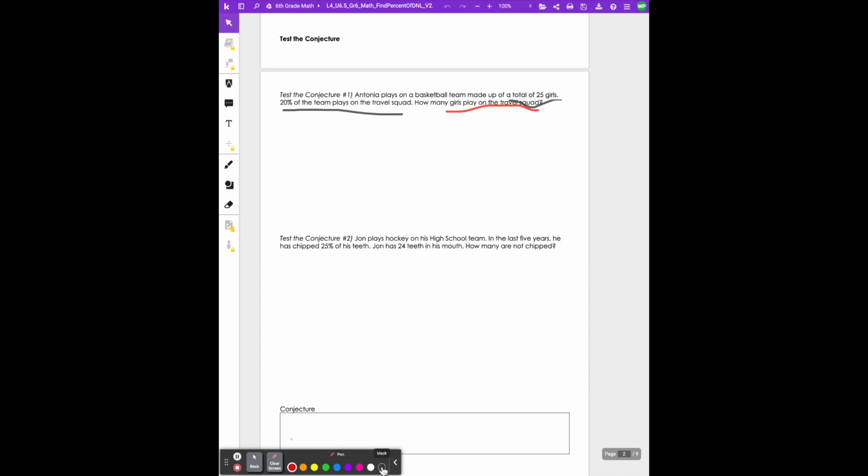So first off, we have a total of 25 girls. When we are looking to create this, we want to make sure that part is on top and total is down below. So we're looking at a part and a total. The total number of girls is 25. We don't know what number of them is on the travel team, but we do know, per what we just annotated, that the percent is equal to 20%. What does 20% mean? That means 20 out of 100.